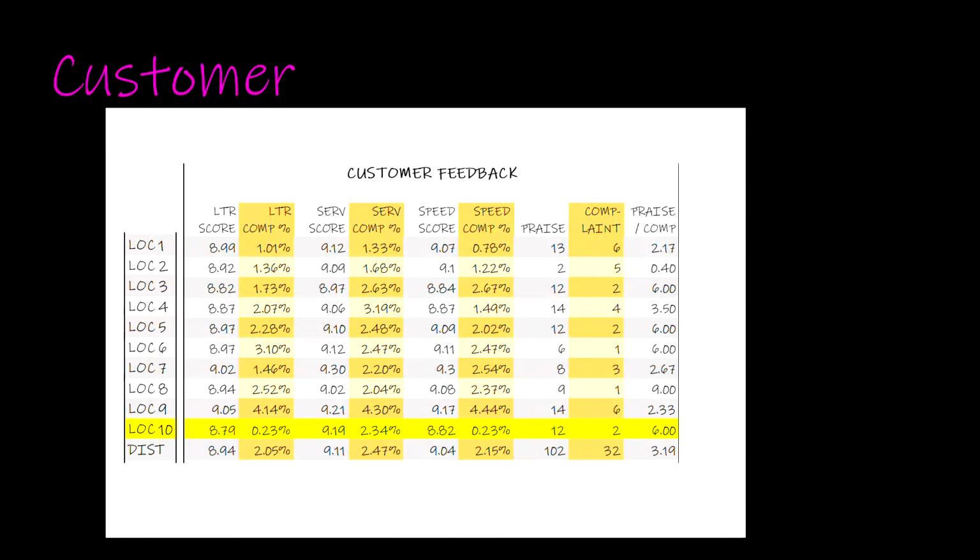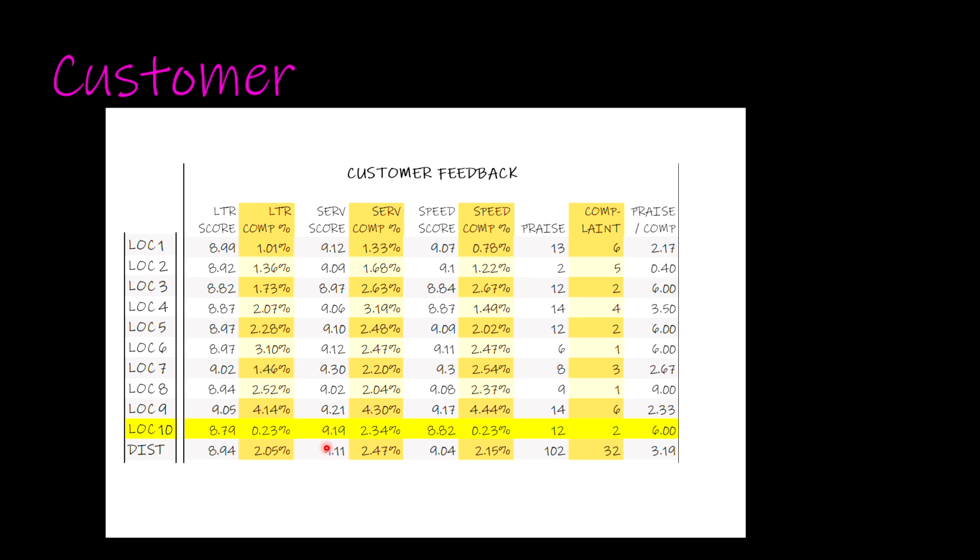Finally, we're going to move forward into some of the customer metrics here and see how to read those. What we see when we look at the customer metrics is that first we have LTR, which is a likelihood to recommend. We have their average score, and then the comp showing what it changed. Location 10 is pretty low on LTR. They're 0.2 below the district average almost, and their comps are pretty low as well. While the district comped 2%, location 10 only comped 0.23%.